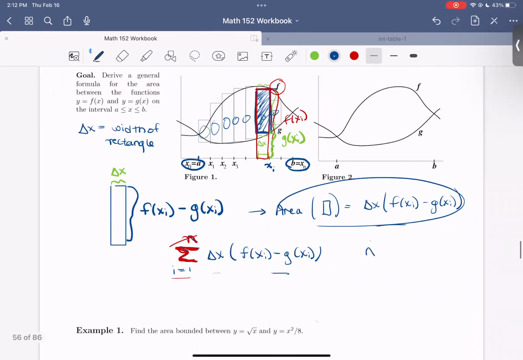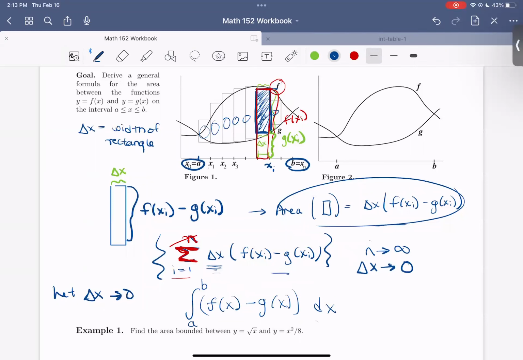So as we do that, I'm going to say let the change of x go to 0. What does this sum become? Well, what that means is that we are getting smaller and smaller widths. So as an integral, we would go from a to b of f of x minus g of x times d of x. So then here we have our formula for the area between f and g.